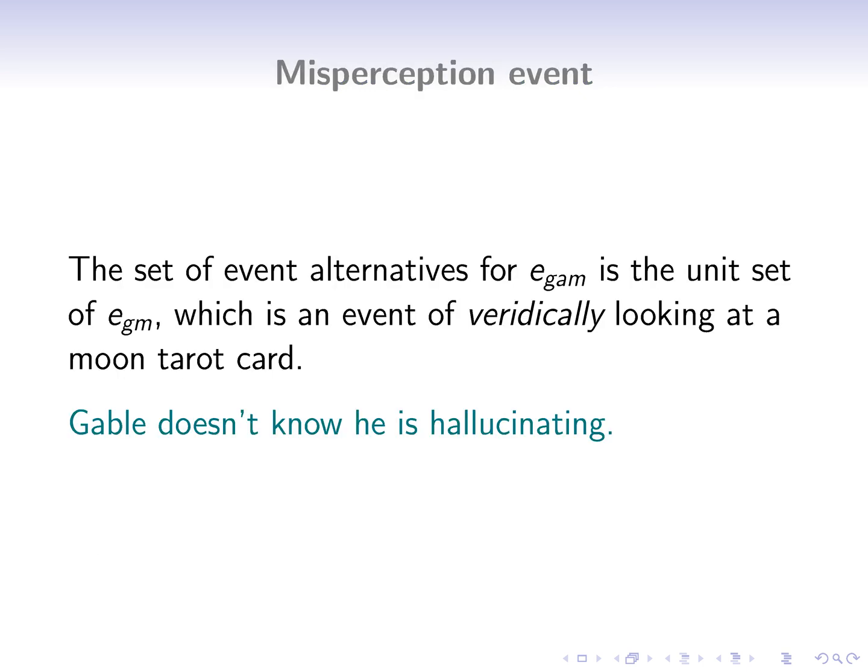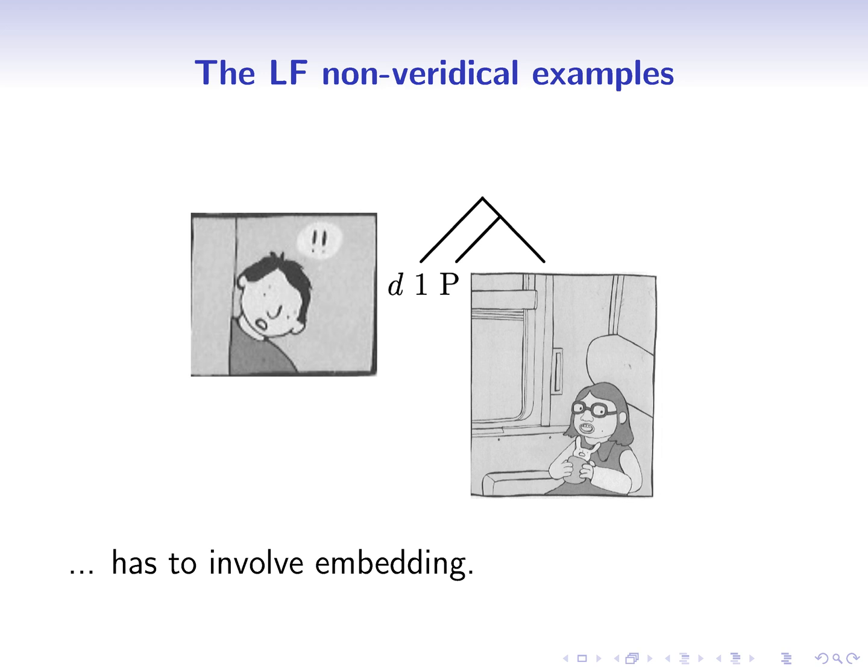The set of event alternatives for EGAM is the unit set of EGM, which is an event of veridically looking at a moon tarot card. This reflects the idea that Gable doesn't know he's hallucinating. It models the epistemic effects of the misperception event because in each of Gable's alternatives, he does look at a moon tarot card. In our framework, the logical form of non-veridical examples has to involve embedding.